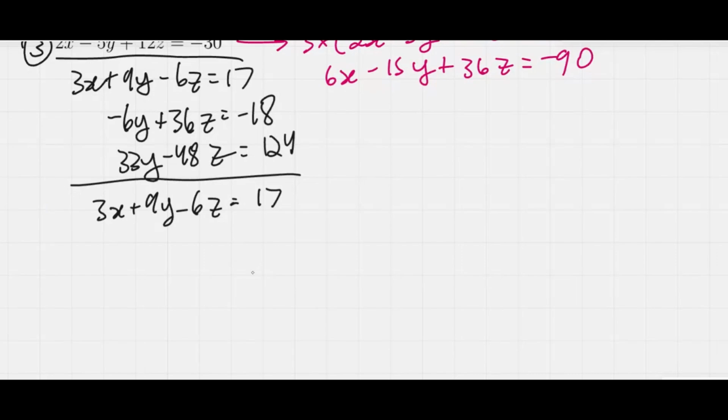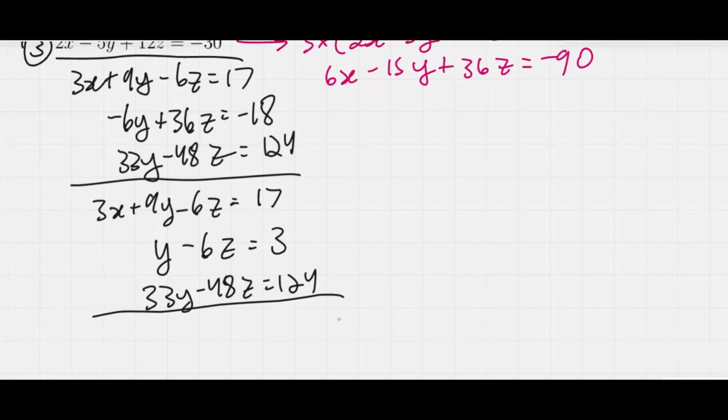And that is the same thing actually as multiplying by negative 1 over 6, which is one of the elementary row operations. And so that will leave us with y minus 6z is equal to 3. All right, we're good there, and we can leave the third equation as is, 48z is equal to 124.